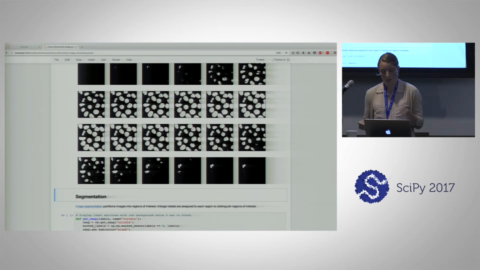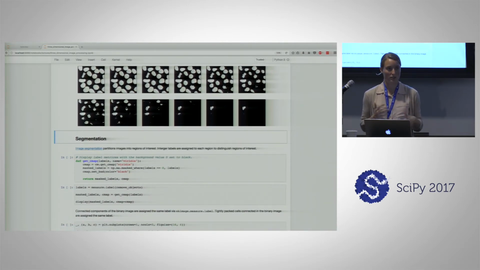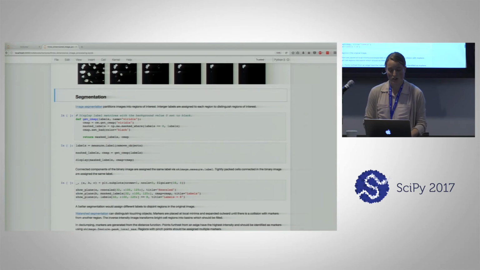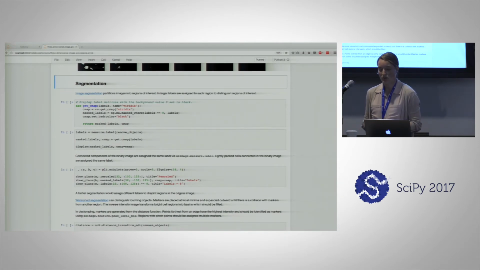Cool, so now that we've got our pretty sweet looking binary image, we're ready to assign each region labels and learn more about the cells that we have. So image segmentation partitions images into regions of interest. Integer labels are assigned to each region to distinguish them.